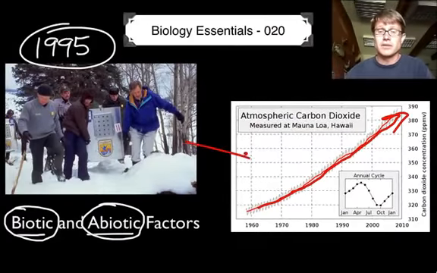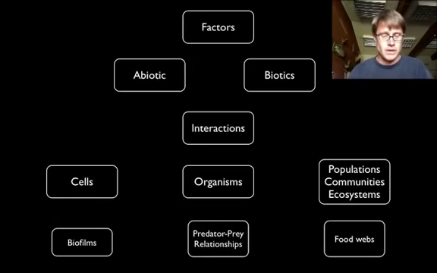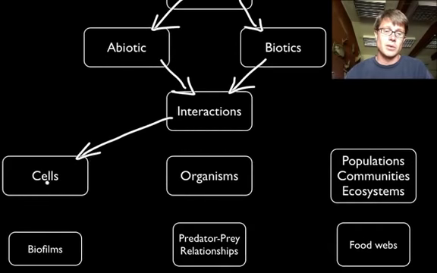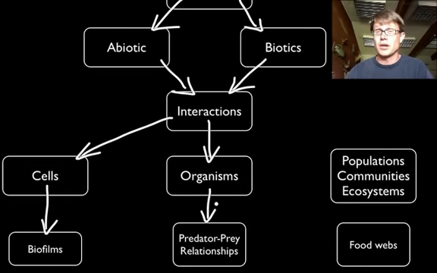Both of these, biotic and abiotic factors, are going to affect organisms, populations, and ecosystems, and that's what this podcast is really about. The things I'm going to talk about are abiotic and biotic factors, so living and non-living factors, and how they cause interactions between cells. The example I'll give you is biofilms that form as a result of abiotic factors. At the level of organisms, I'm going to discuss the predator-prey relationship, in other words, how one organism can affect the population of another organism.